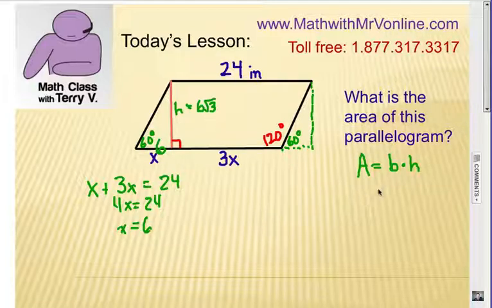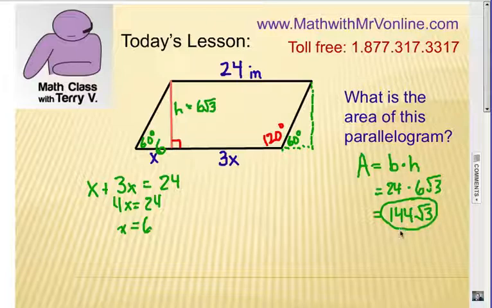Now we just continue by saying the base is 24, and we know that the height is 6 radical 3, and we're going to multiply the 24 times the 6. That's going to be 144 radical 3. If we keep it in radical form, that will be the exact answer. If we are asked for the approximate answer, then we find the decimal value of radical 3 and round it a little bit. But this is the exact answer, 144 radical 3.